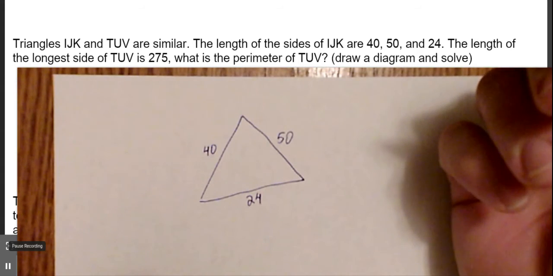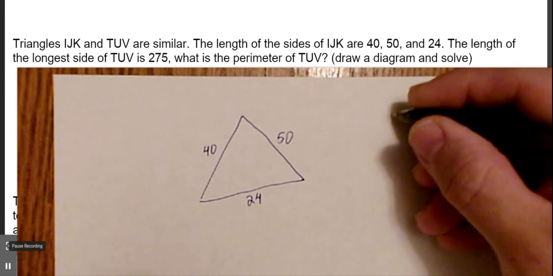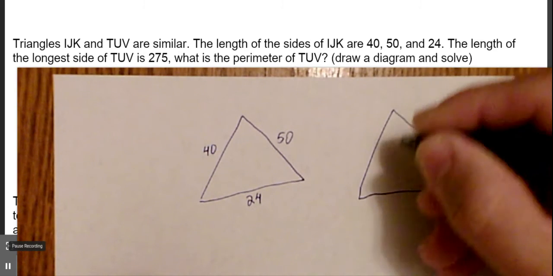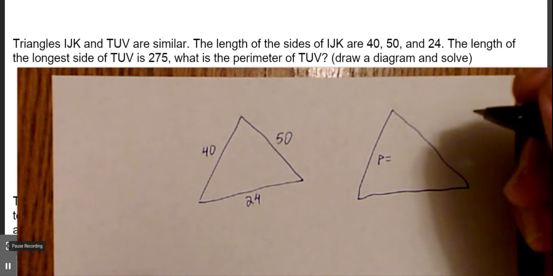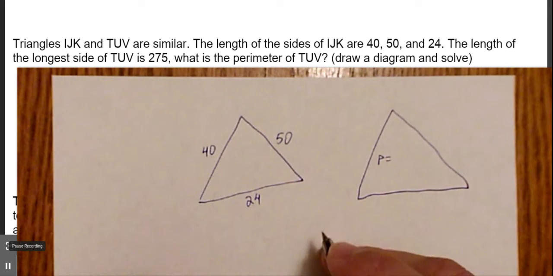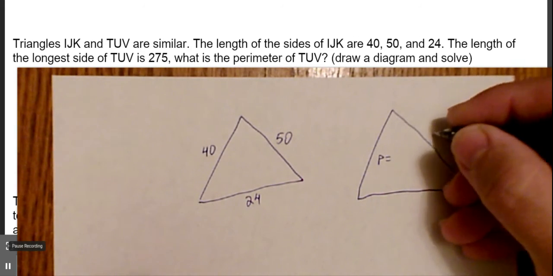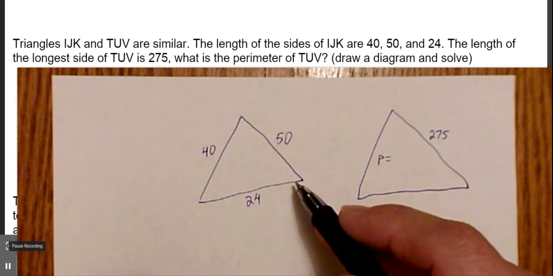So this is triangle IJK. Our ultimate goal is to try to find the perimeter of triangle TUV. Now, what they do here is they do give us the longest side of TUV. So the longest side of TUV is 275 units long. What that does is allow me to make a ratio that the perimeters would then follow. Now, you might be like, well, they didn't give us a perimeter. Well, they gave us enough information to figure it out.